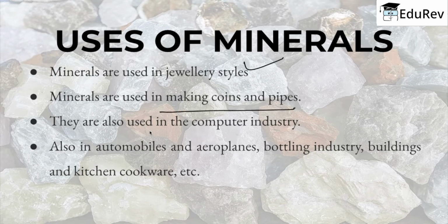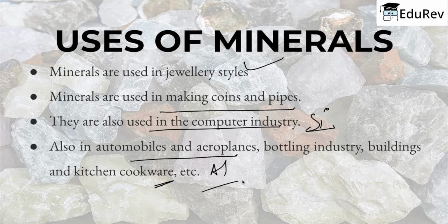They are also used in the computer industry. For example, silicon is used in the computer industry and is obtained from quartz. Next, they are used in automobiles, airplanes, the bottling industry, buildings, kitchen cookware, etc. For example, aluminium, extracted from its ore bauxite, is used in all these industries.